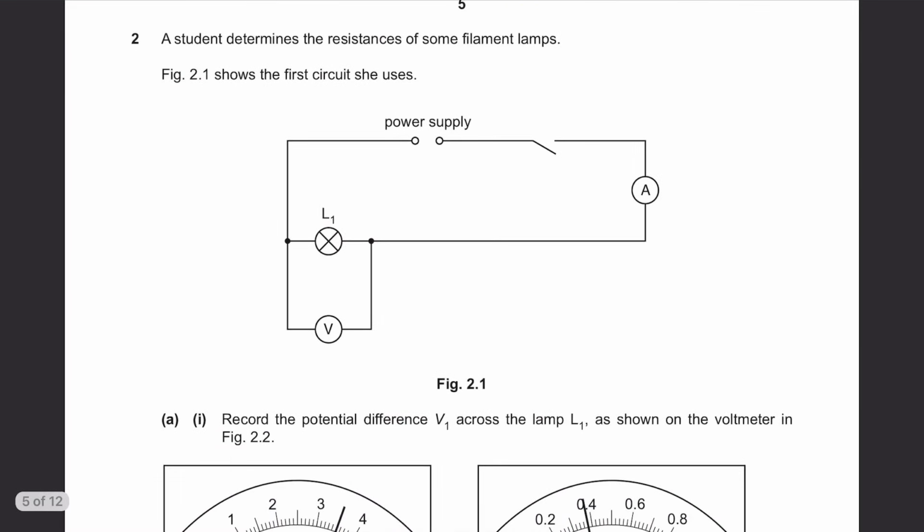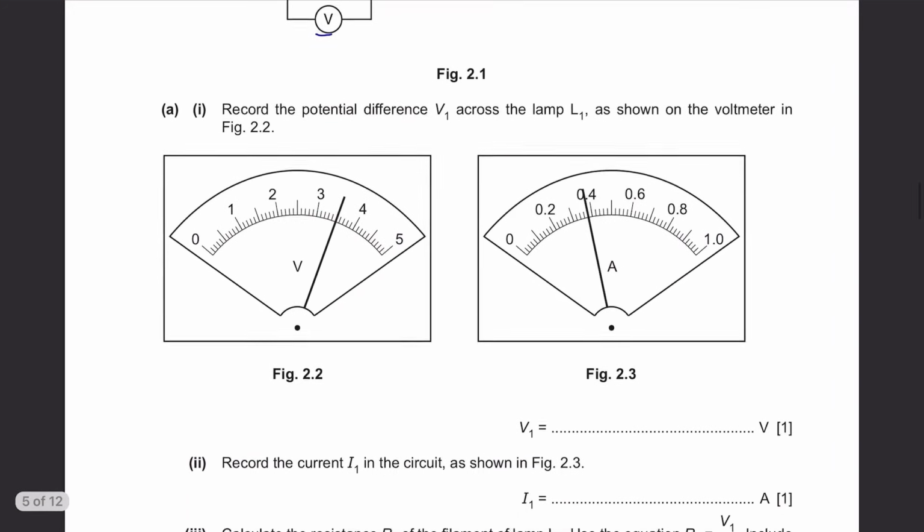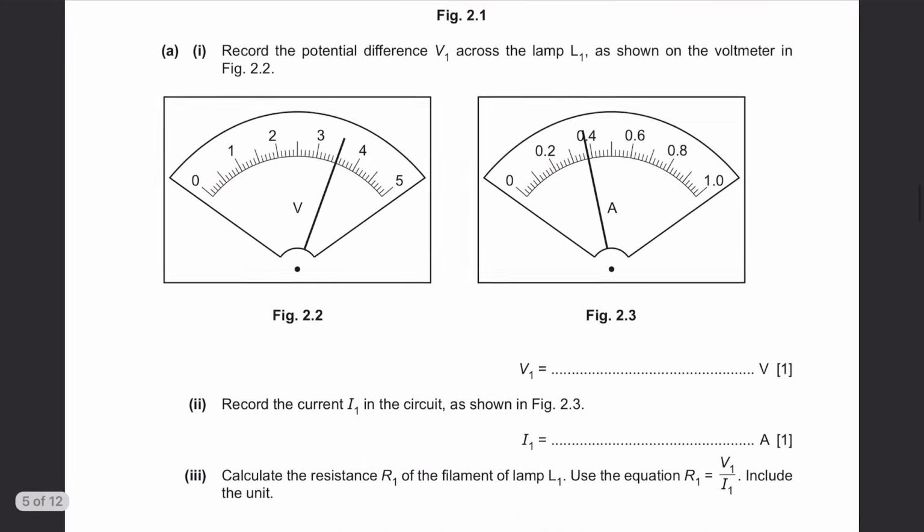Question 2. A student determines the resistance of some filament lamps. Figure 2.1 shows the first circuit she uses: power supply, lamp, voltmeter connected in parallel, and an ammeter to measure the current. Part A. Record the potential difference V1 across the lamp L1 as shown on the voltmeter in figure 2.2.